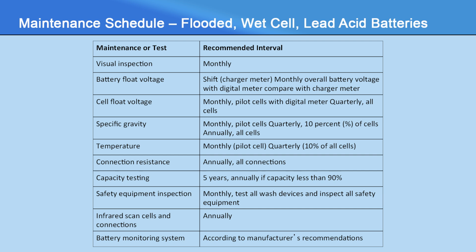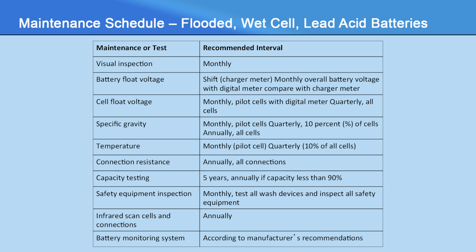Next test is specific gravity. This is done monthly with the pilot cells, done quarterly for 10% of cells and annually for all cells. Next test is temperature. This is done monthly for a pilot cell and quarterly for 10% of all the cells. Next test is the connection resistance. This is done annually for all connections.